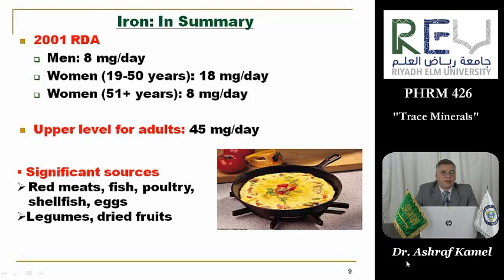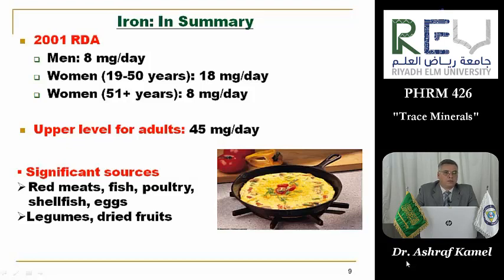In 2001, the RDA for iron in men was 8 milligrams per day, and for women between 19 and 50 years, which is the reproductive age, 18 milligrams per day. And above 51 years, the requirements diminish to become like males, 8 milligrams per day. Upper level for adults, 45 milligrams per day.